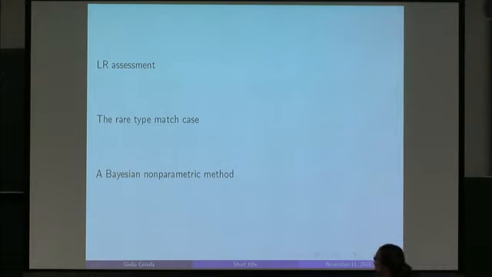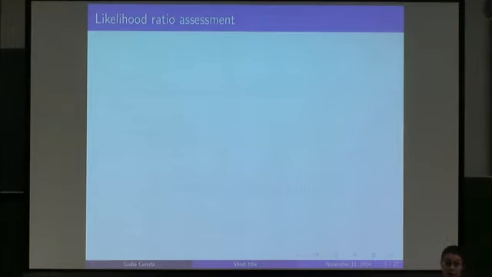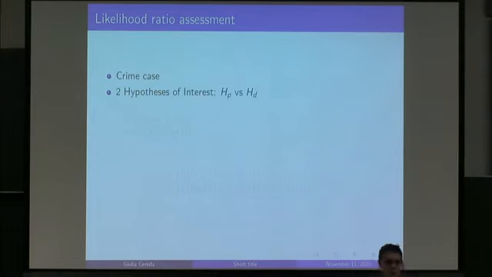So the likelihood ratio assessment. When we have a crime case, for instance, a murder, and we find a DNA stain on the crime scene, there may be two hypotheses of interest, one from the prosecution and one from the defense. For instance, at the source level, the prosecution may believe that the suspect left the stain, and the defense may believe that someone else left the stain. So the forensic scientist has data which he would like to exploit in order to discriminate in some sense between these two hypotheses.